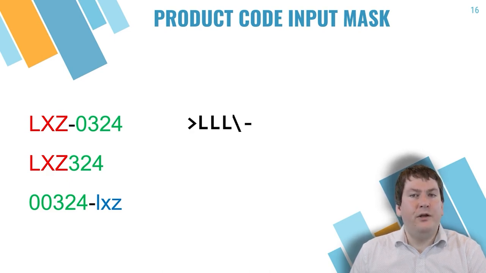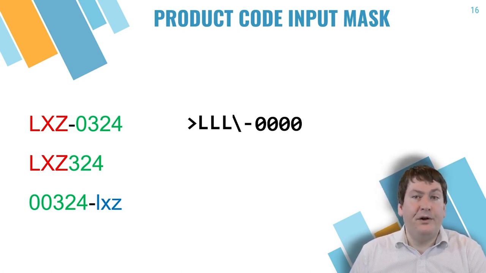Both are equivalent, but the quotes are easier to use when you have multiple literal characters to match that are all in a row. Lastly, we need to deal with the numbers. In this case, we want there to always be four digits exactly after this dash. So what we can use are the zero characters in the input mask, which state that we must match at least one digit for each zero. As we want to match four digits, we add four zeros.